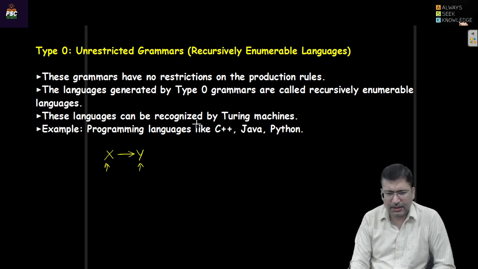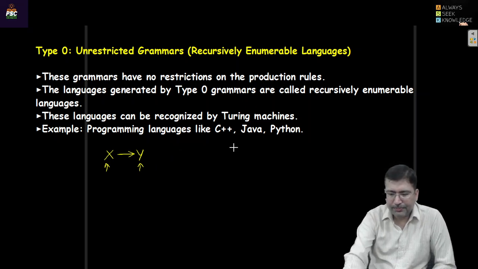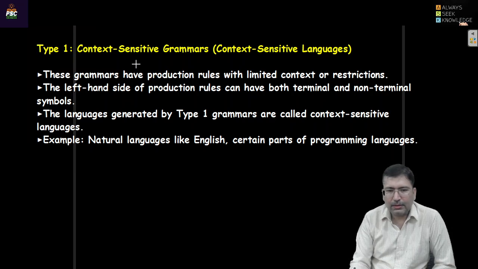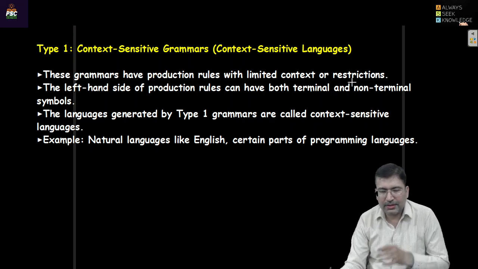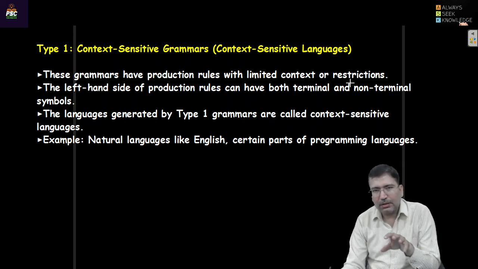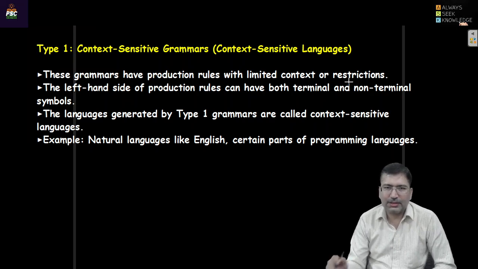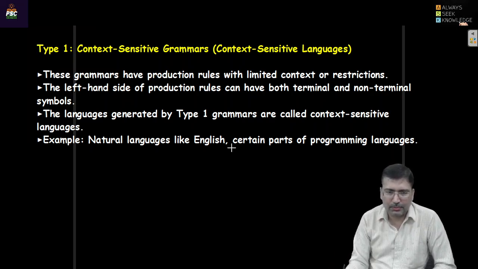These languages can be recognized by Turing machine, we have already discussed. Some of the programming languages like C++, Java, and Python can be considered in this particular category. Okay, then type 1, context sensitive grammar. In context sensitive grammar, the production rules have limited context or restrictions. These restrictions reduce the power; this grammar allows fewer sentences to be generated because of these restrictions. So this is less powerful than the type 0 grammar.